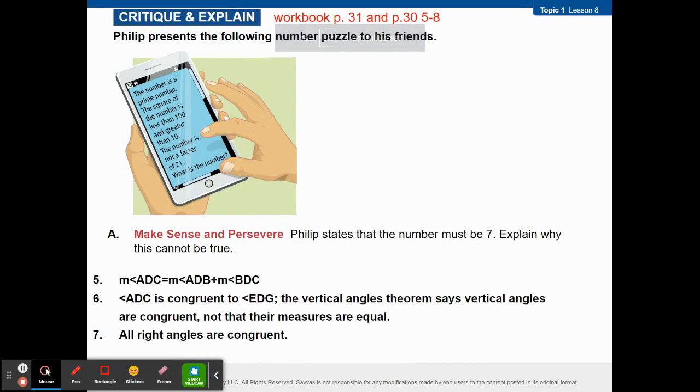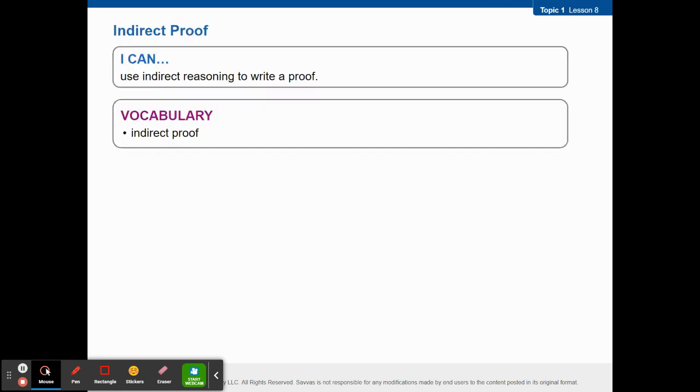Okay, so here are your solutions for that warm up. And just remember, obviously this didn't work because 7 is less than 10, and 7 is also a factor of 21. So, all right, our indirect proof: use indirect reasoning to write a proof.